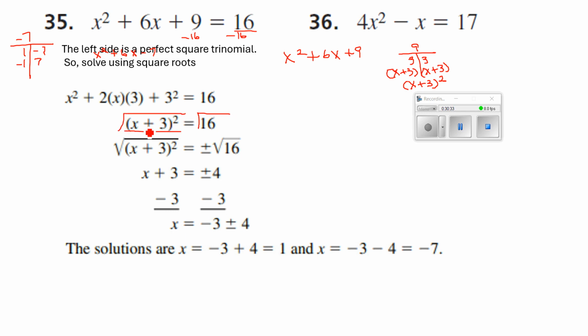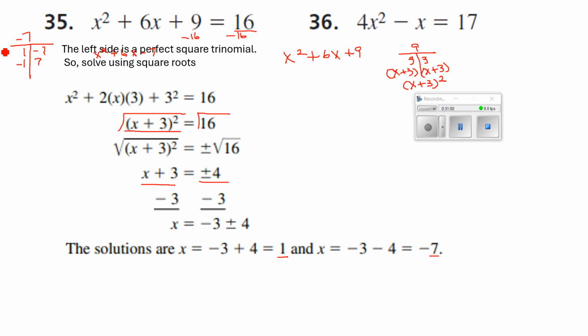The square root of x plus 3 squared is going to be x plus 3. The square root of 16 will be plus or minus 4. So now we're going to subtract 3 from both sides to get x by itself. And that gives us x equals negative 3 plus 4. Well, negative 3 plus 4 would give me 1. And then negative 3 minus 4 would give me negative 7.